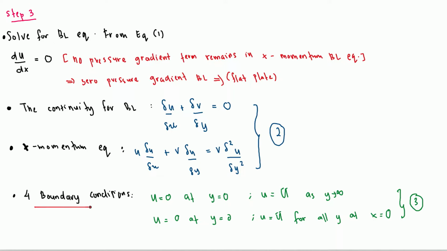And we have 4 boundary conditions. This is boundary condition number 1: u is equal to 0 at y is equal to 0. This is near the wall. Next, boundary condition number 2: u is equal to the uniform flow as y approaches infinity. Number 3, boundary condition: u is equal to 0 at y is equal to 0. And number 4: u is equal to the uniform flow for all y at x is equal to 0. This is assumption number 3.